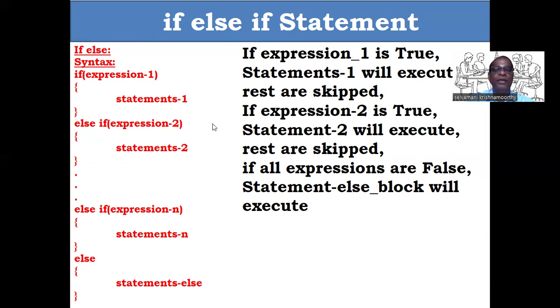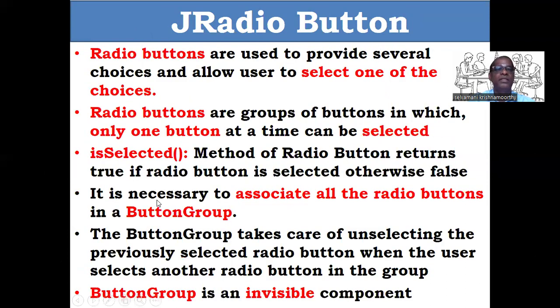Very simple. If expression 1 is true, statement 1 will execute, rest are skipped. If expression 2 is true, statement 2 will execute, rest are skipped. If all expressions are false, the statement else block will execute. This is the usage of the if else if statement. Here we have more than one condition: one expression, so on up to n number of expressions, and n number of statement blocks. Good. Now let us study jRadioButton.